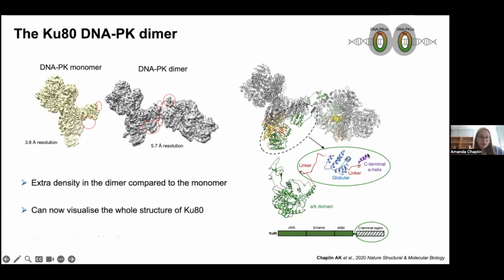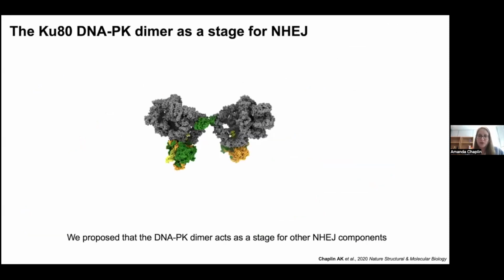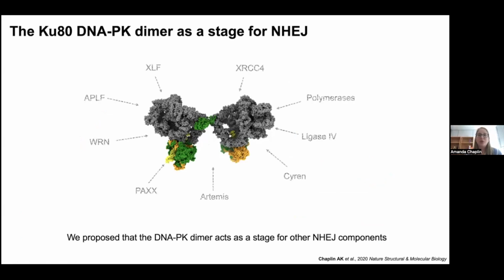What was even more interesting was this C-terminal alpha helix. What it's doing is going from one DNA-PK protomer over to the other one in a domain swap-like mechanism. And this C-terminal alpha helix has been shown in vivo to be really important for DNA repair. So we were seeing in our structures why this was the case. This opened our minds to thinking that perhaps this dimer is acting as a stage. Maybe all these other proteins involved in the repair mechanism can dock onto this and are then involved in joining the DNA ends together.